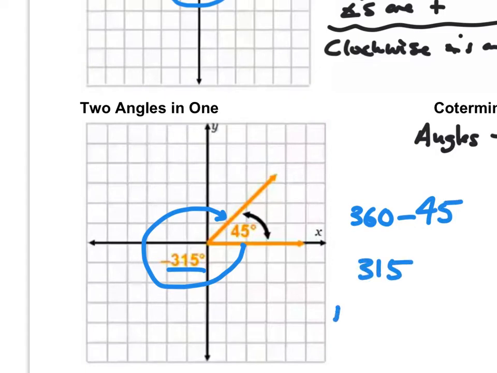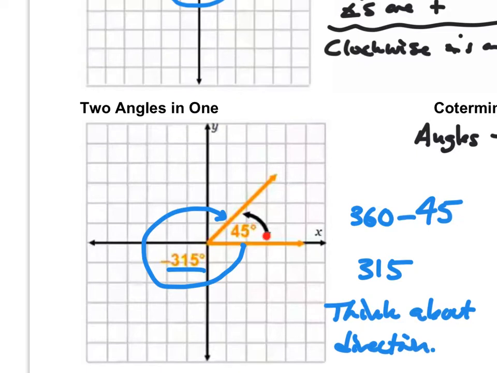But we also have to think about direction. Are we going clockwise or counterclockwise? Because this one is going counterclockwise. You start at this line and you go up, and so you have a positive angle measure. But because here we were going clockwise from the x-axis and going around, we had a negative angle measure. And that's what we have to think about. So that's all I got for this one.